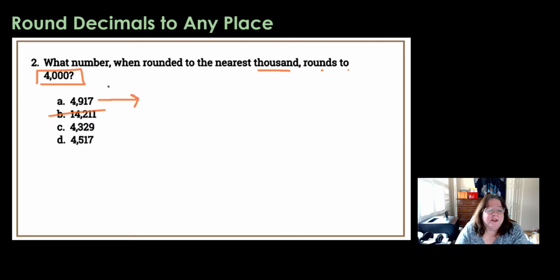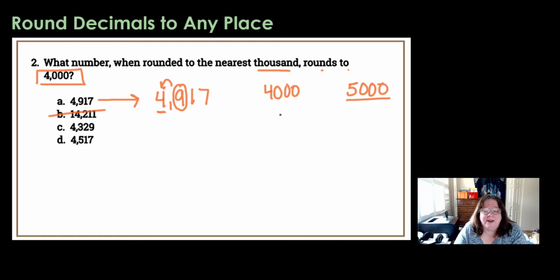Okay, 4,917. What thousand would that round to? Well, 4,917 is between 4,000 and 5,000. It's somewhere in this range. I'm going to underline my 4 because we're rounding to the nearest 1,000, and I'm going to look at the digit to the right. If this digit is greater than 5, we round this up. So 4,917 would round to 5,000. Okay, so it's not A.